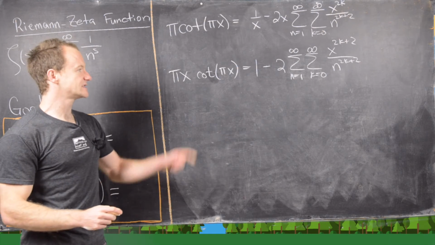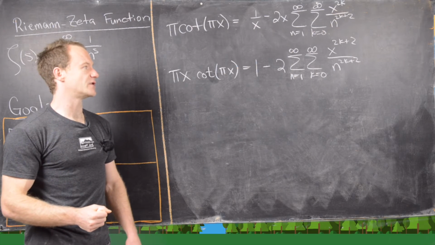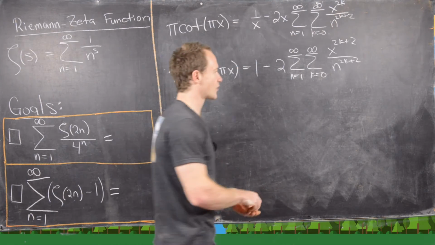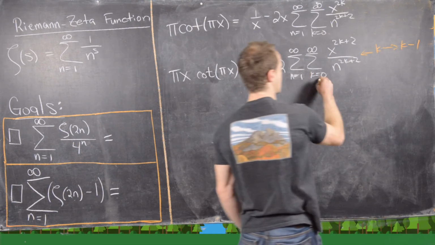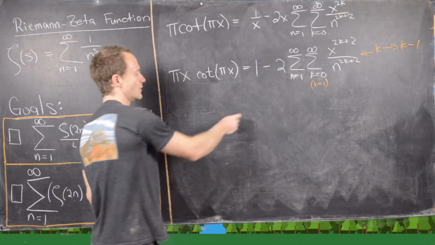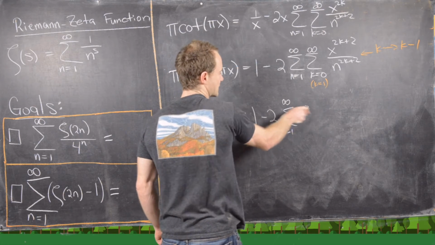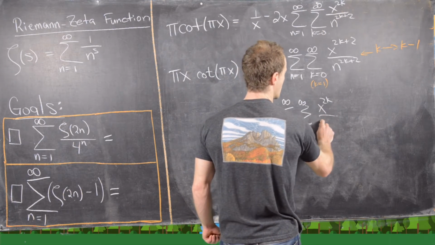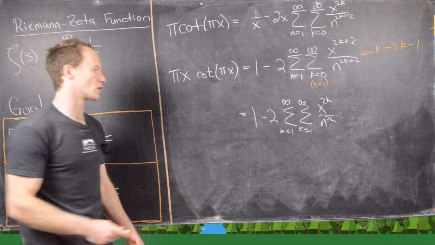Okay, great. Now the next thing I'm going to do is re-index this sum a little bit. So I want to re-index so that k will start at 1 instead of at 0. So in other words, here I'm going to replace k with k minus 1, and that's going to make k start at 1 instead of 0. So let's see what we get if we do that. We have 1 minus twice. Now we have the sum n goes from 1 to infinity, the sum k goes from 1 to infinity, x to the 2k over n to the 2k.